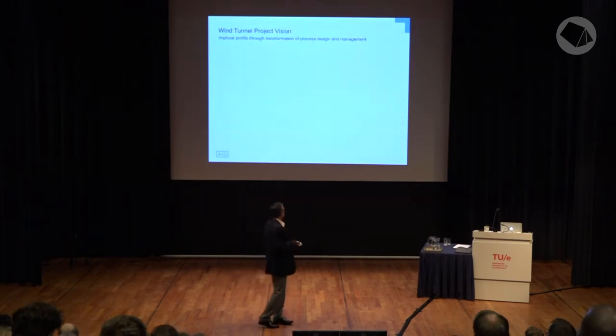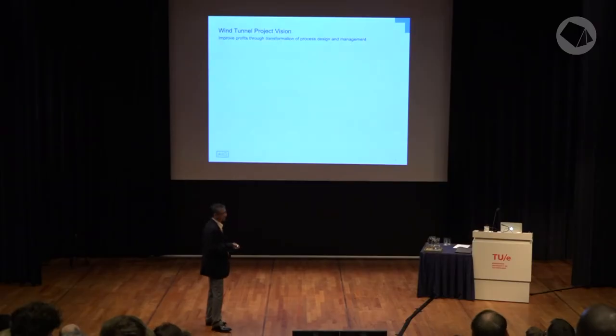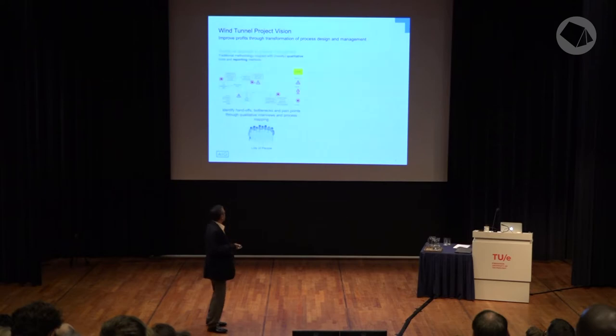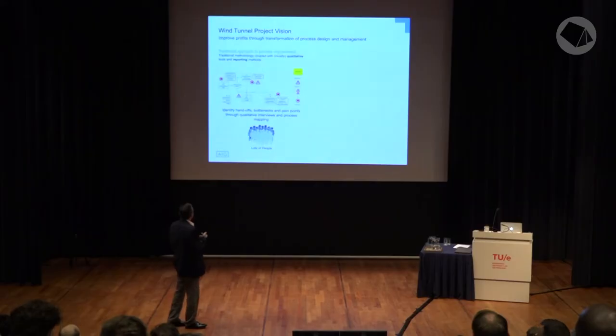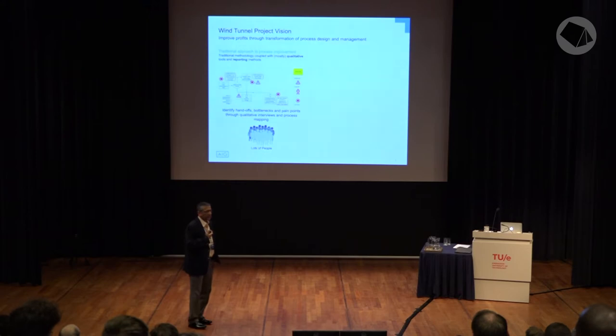So what is our ultimate goal? To do any such project, we have to sell it internally in the company. So our objective really is to improve profits through transformation of process design and management. So how is it done today? And what we are proposing, how is it different? For you, some of it may be repeat, but I just want to go over it, at least the way I have seen it in the insurance industry.